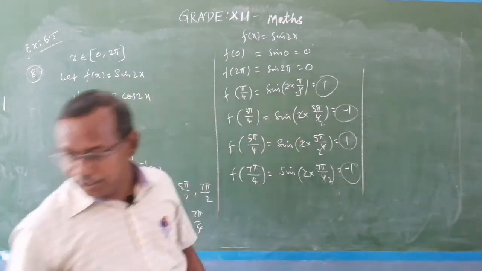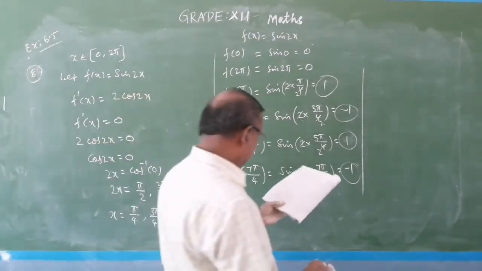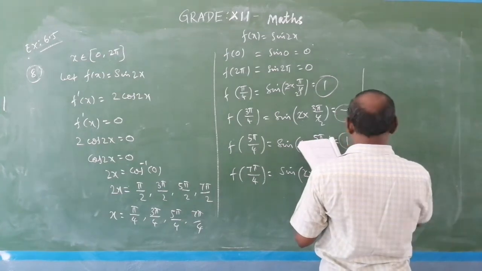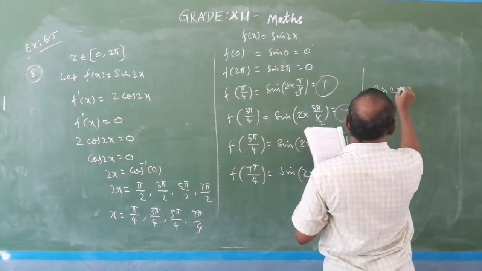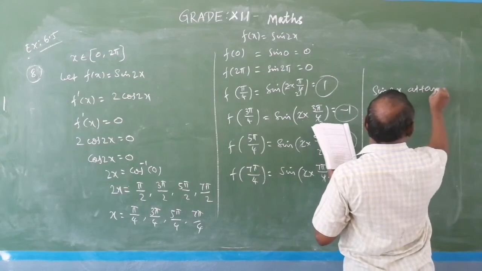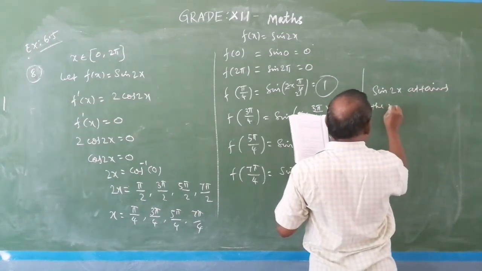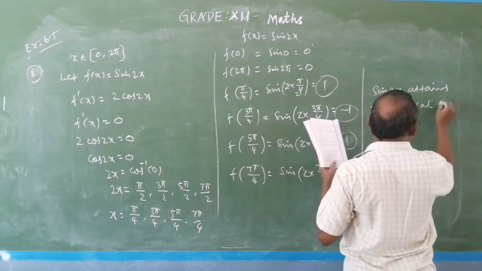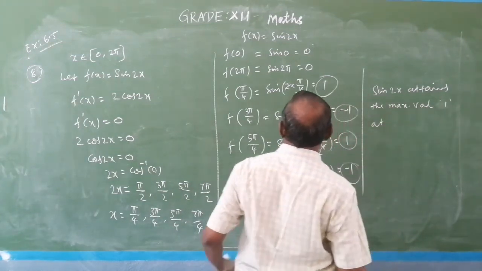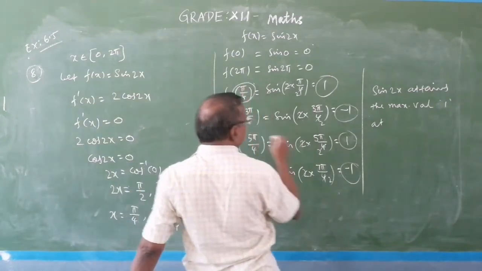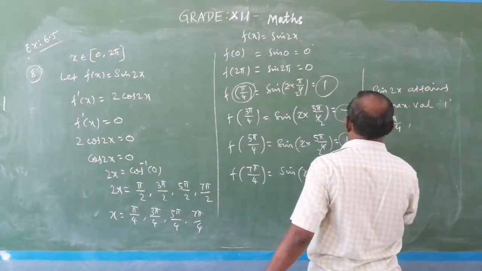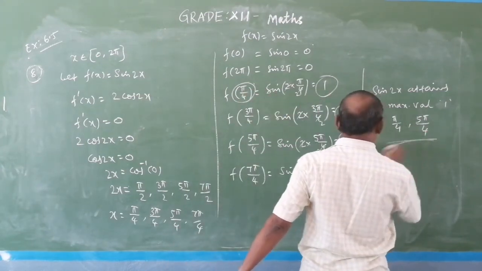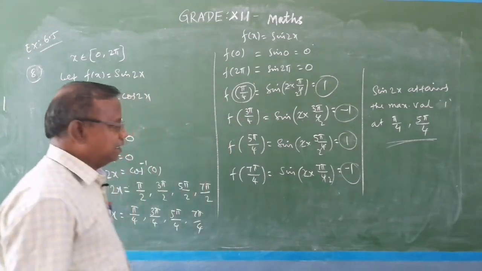Comparing all these values, plus 1 is the maximum value and minus 1 is the minimum value. The question is: at what points does the function attain the maximum value? So sin 2x attains the maximum value 1 at the points pi by 4 and 5 pi by 4. These are the points where the sine function attains its maximum value.